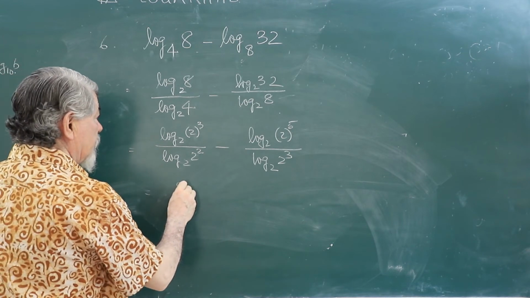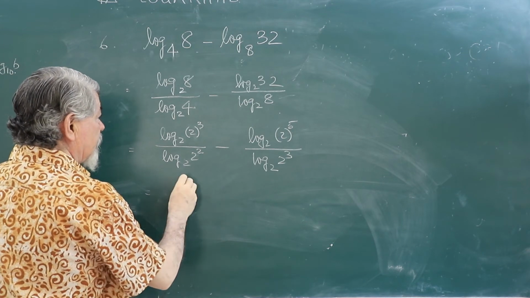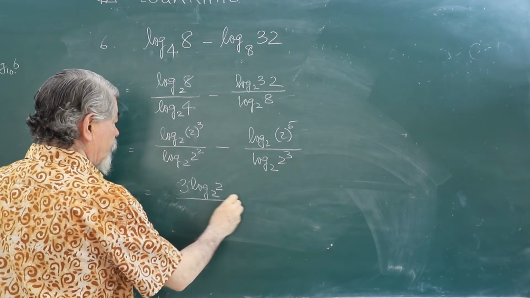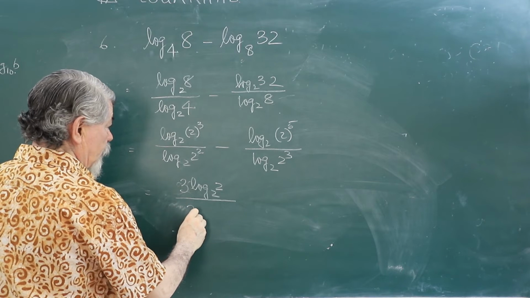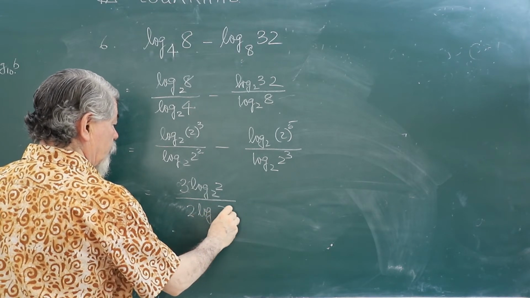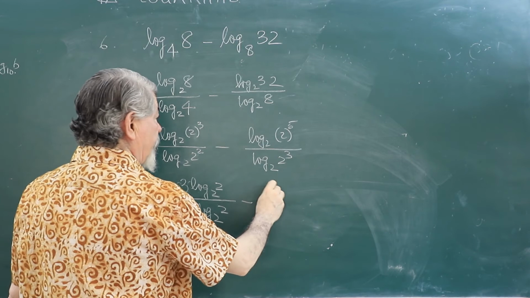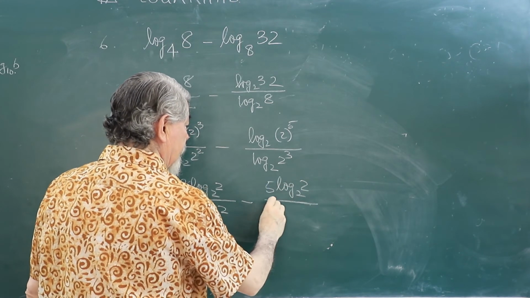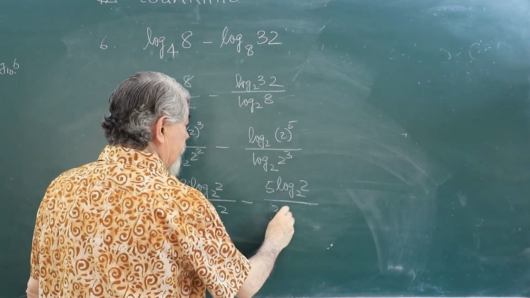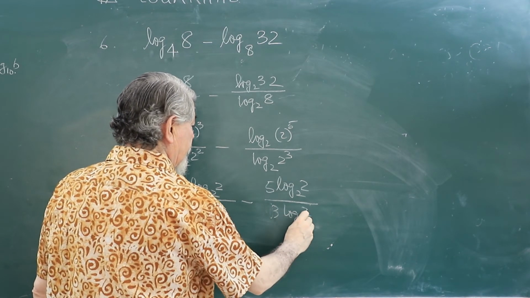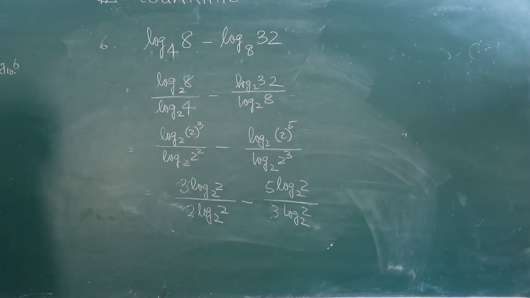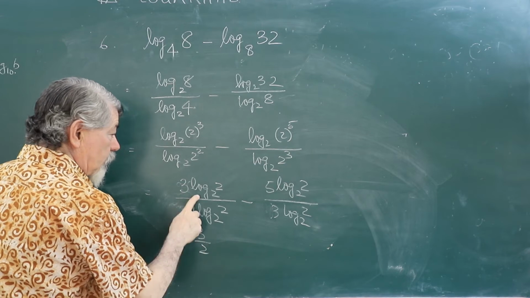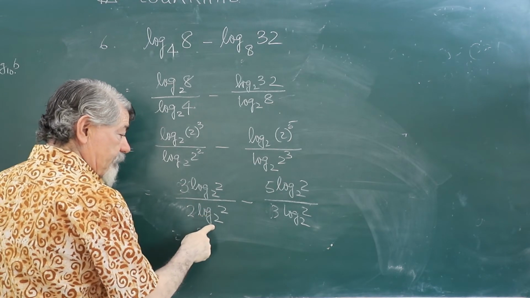Now what do we get? I apply the power law, it will become 3 log 2 to the base 2 upon 2 log 2 to the base 2 minus 5 log 2 to the base 2 upon 3 log 2 to the base 2. Everywhere it is log 2 to the base 2, so it will convert into 1. 3 upon 2. Log 2 to the base 2 is 1.